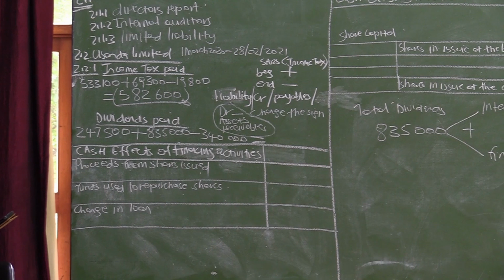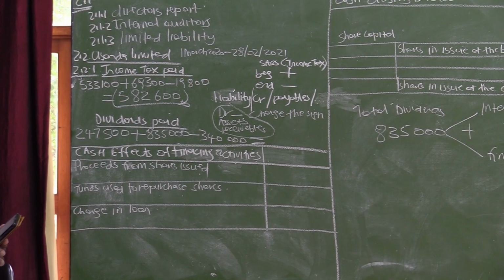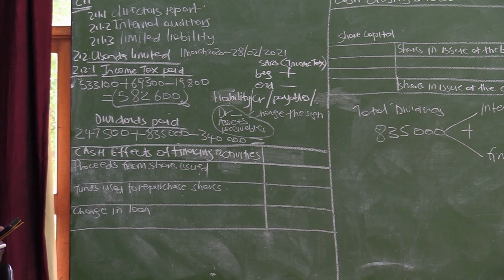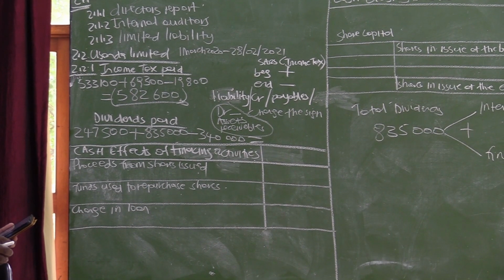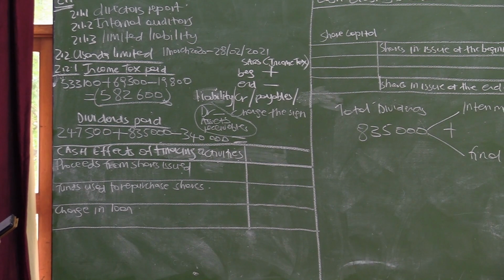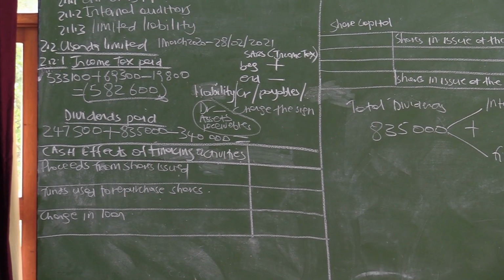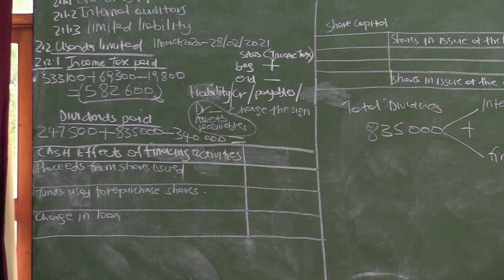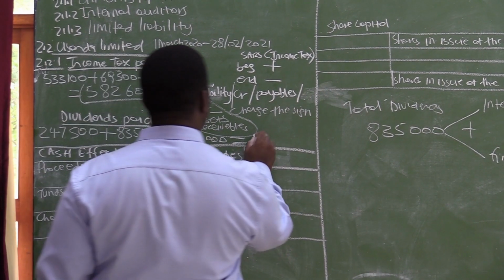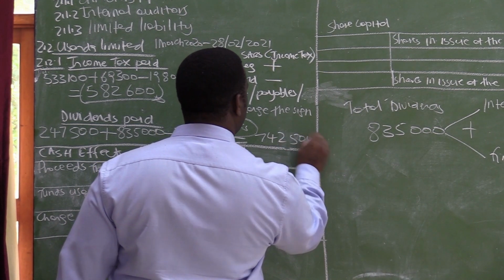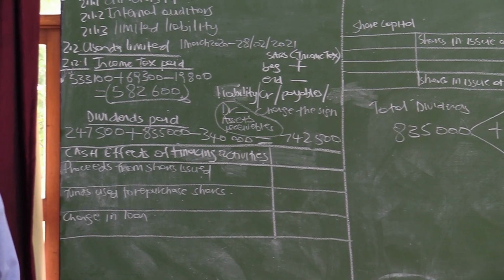So 247,500 plus 835,000 minus 340,000. And the answer is 742,500, which is our dividends paid.